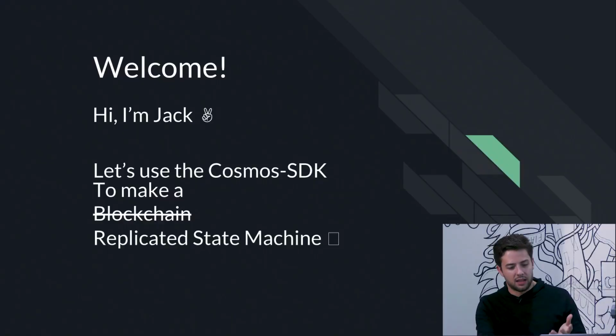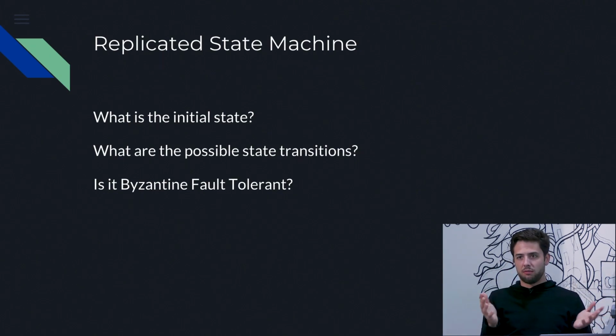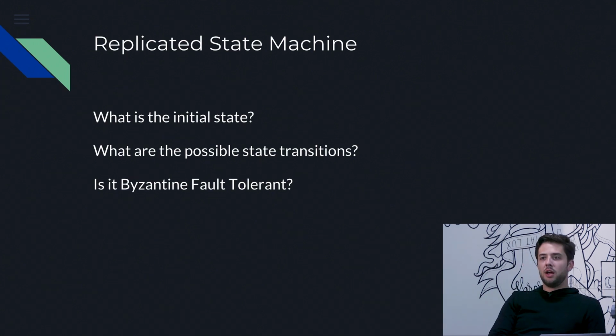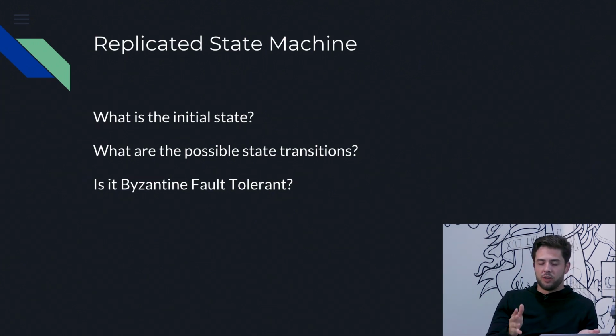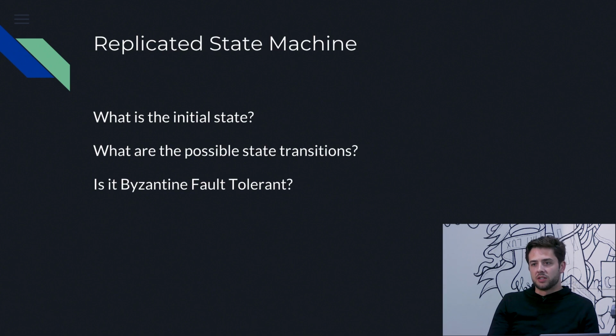What I'm going to be talking about today is how to use the Cosmos SDK to make a replicated state machine, or a blockchain, as we'll call it. At a high level, what is our initial state? That's a question we're going to have to answer as we're building this replicated state machine. Where does it start from? What are the possible state transitions? How can that state mutate? And then is it Byzantine fault tolerant, i.e. the nodes that it's living on, are they able to resist malicious actors?